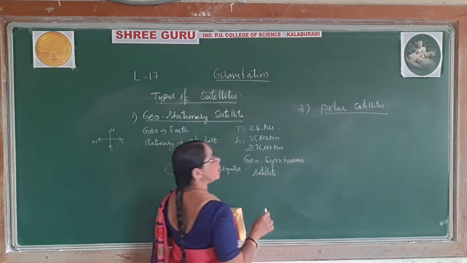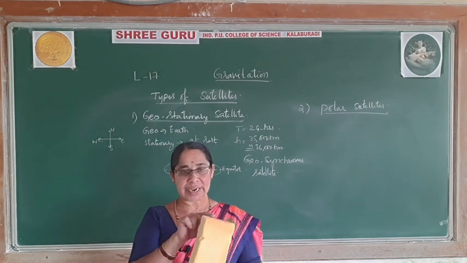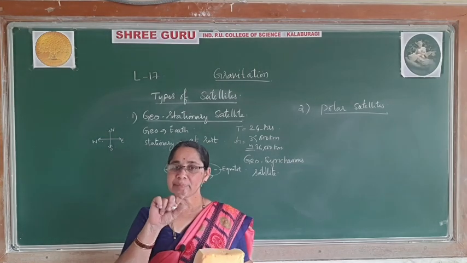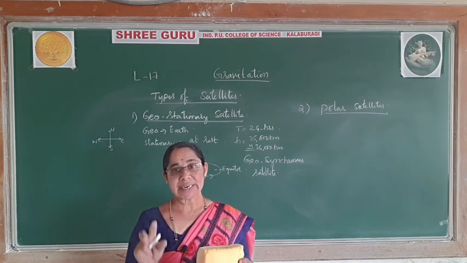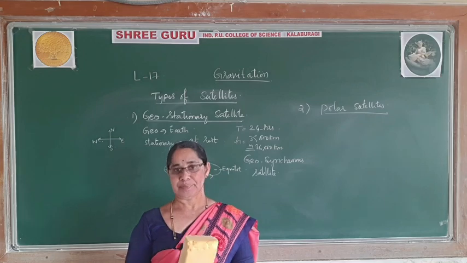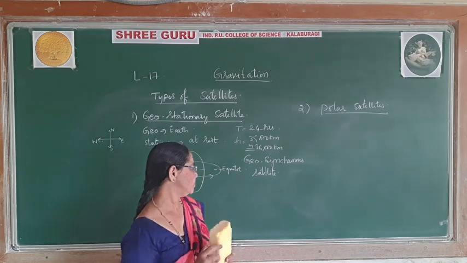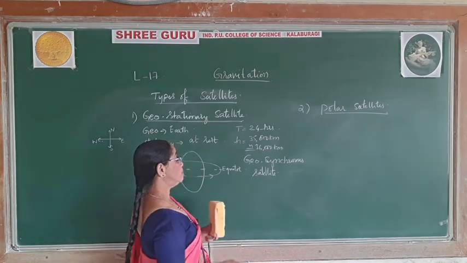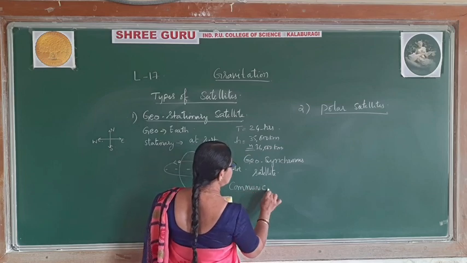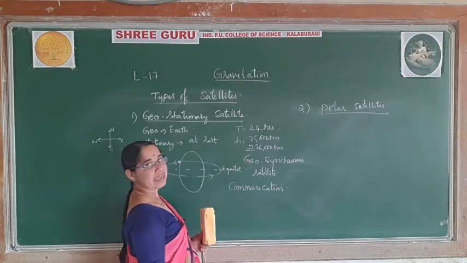Okay. By chance, if you are fixing a camera inside the satellite, that camera will be rotating along the axis of rotation of the earth, so it will be taking photographs in only one direction, the camera which is fixed in the geostationary satellite. Because of this, it is particularly used for communication purposes, I said, communication purposes. So the use of this geostationary satellite is for communication purposes.